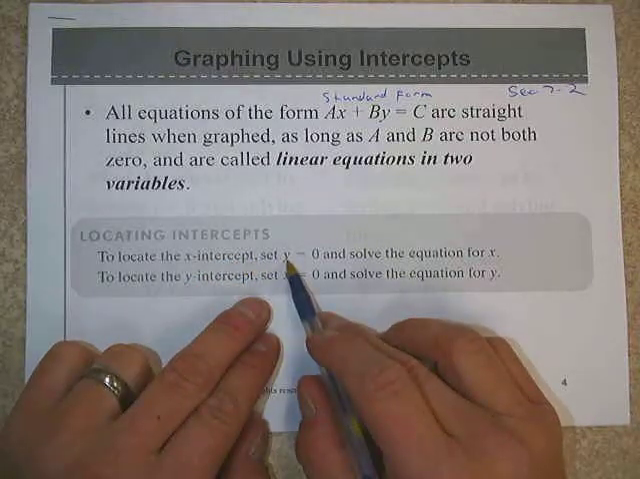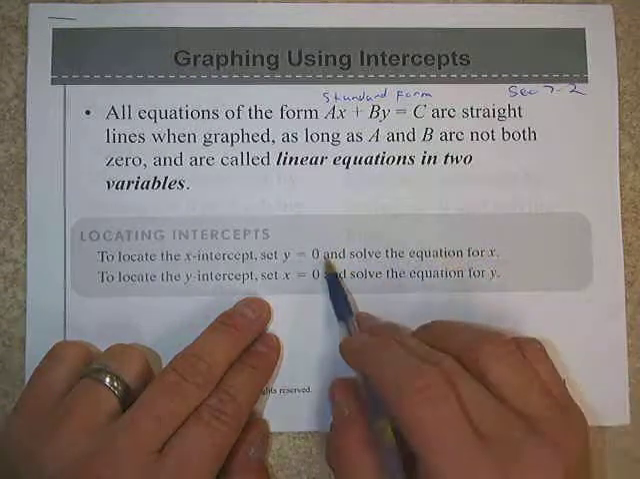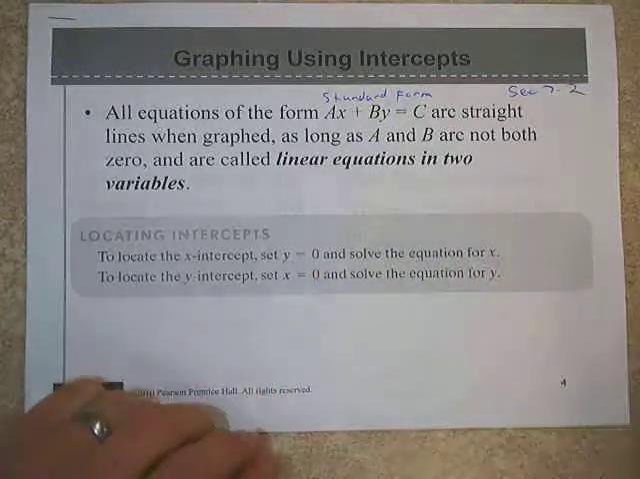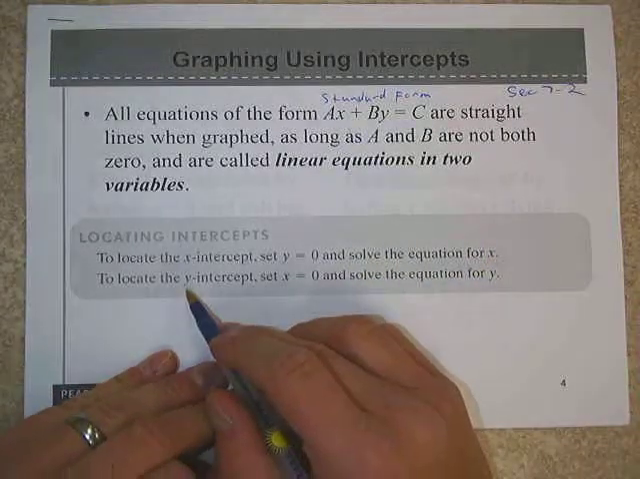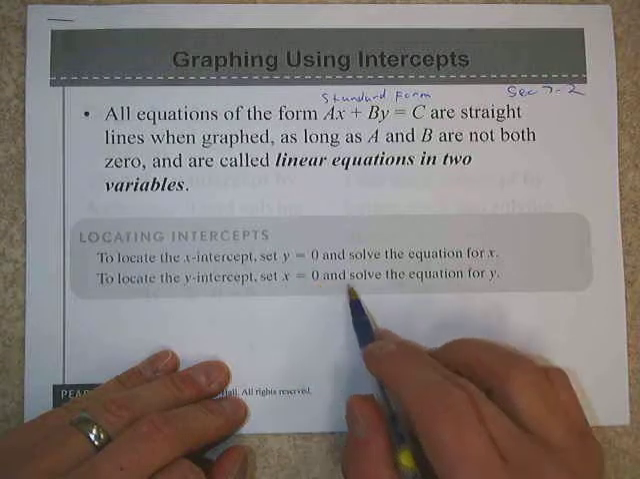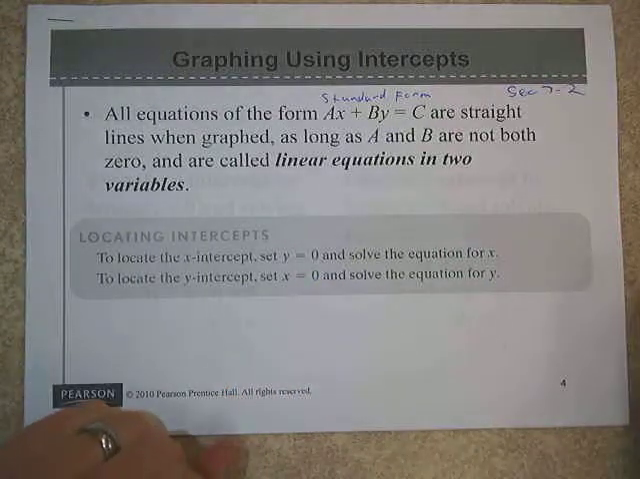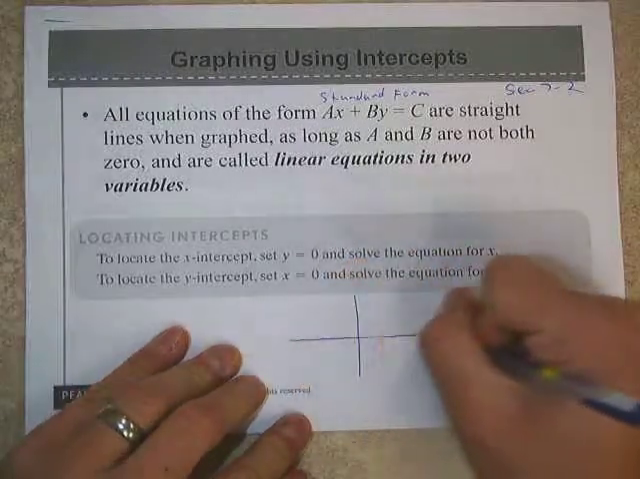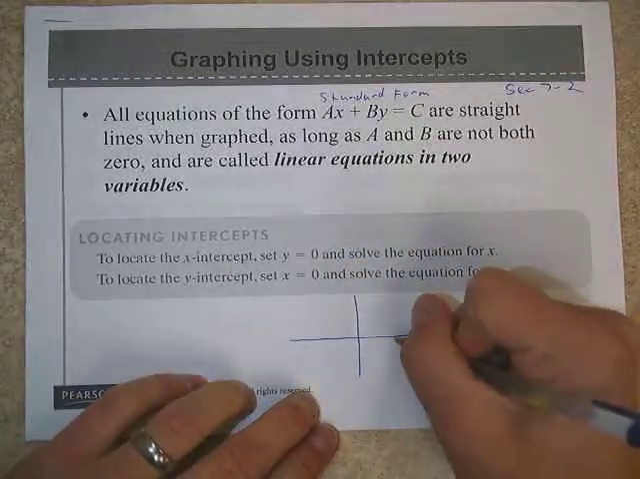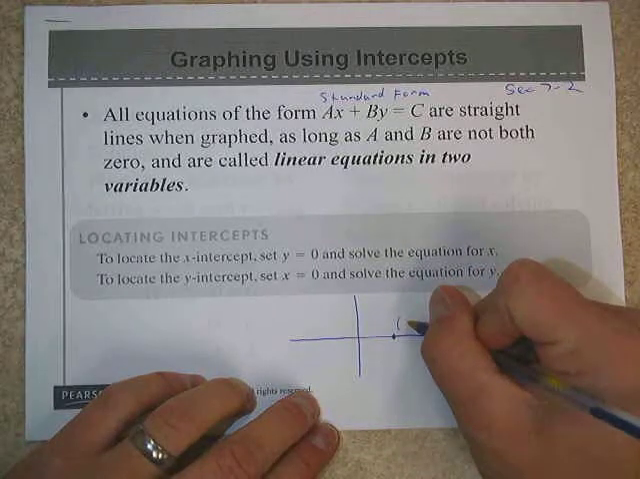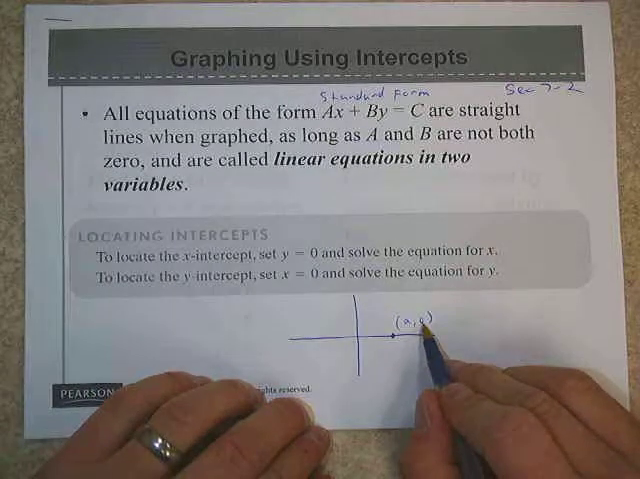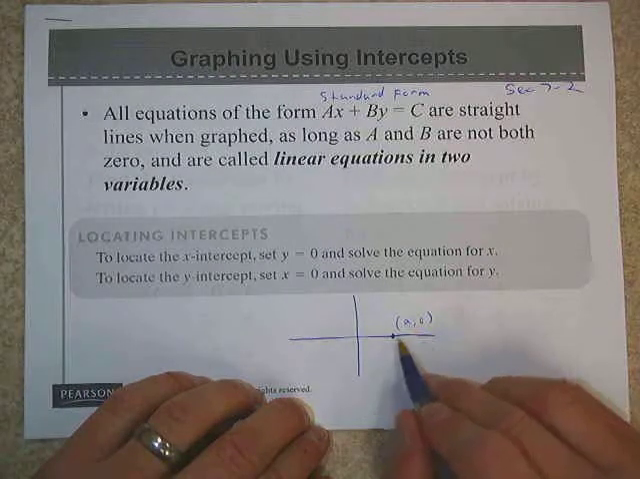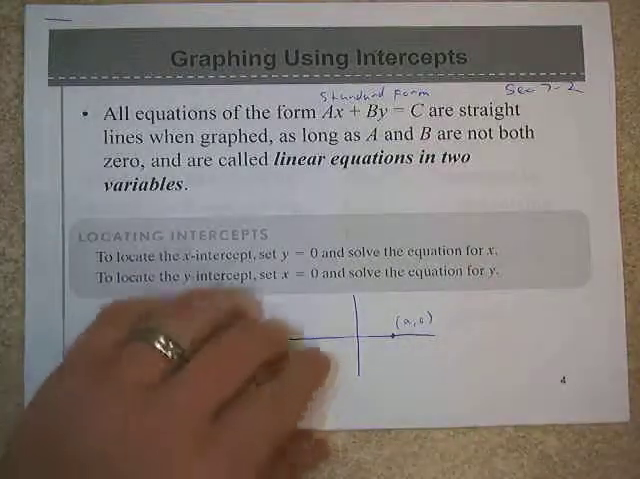To find the x-intercept, we set y equal to 0 and then solve the equation for x. When we set y equal to 0, that means we plug 0 in for y and solve for x. If we want to find the y-intercept, we do the opposite: we put 0 in for x and solve that equation for y, which gives us the y-intercept. The reason that's a fact is that if we're on the x-axis, the y-coordinate is always 0, so if we plug 0 in for y and solve for x, we get the x-intercept. The opposite is true for the y-intercept.